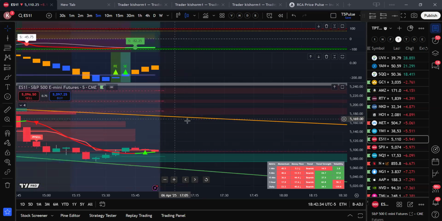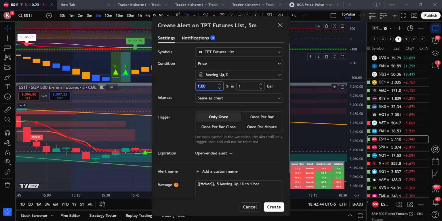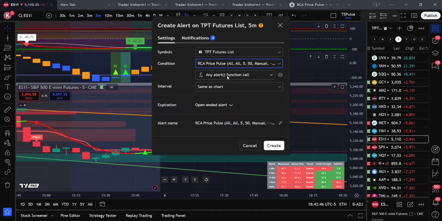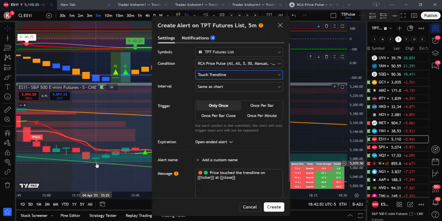But you also have an alert. If the trend line breaks at the top or breaks at the bottom, you can set an alert. If you have a premium plan, you can say add alert, price pulse, touch trend line. Whenever it touches a trend line at the bottom or top, you will receive a notification for any of these tickers.